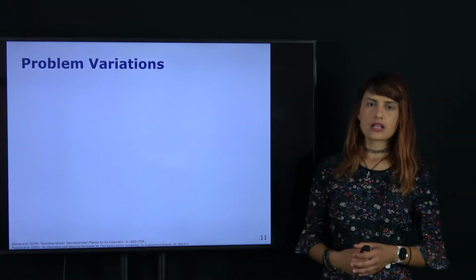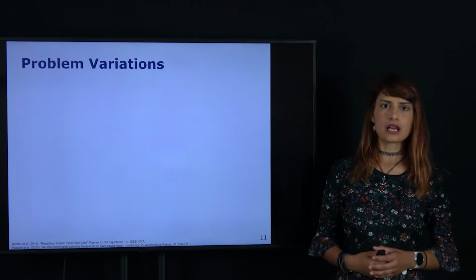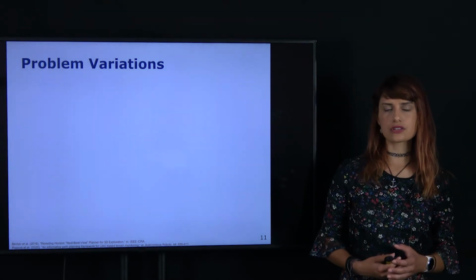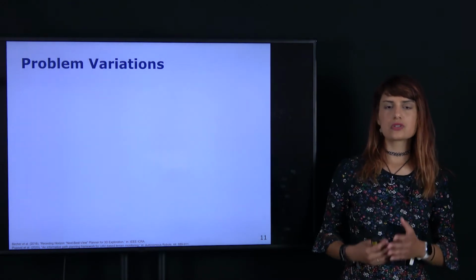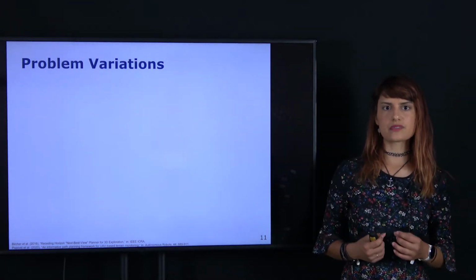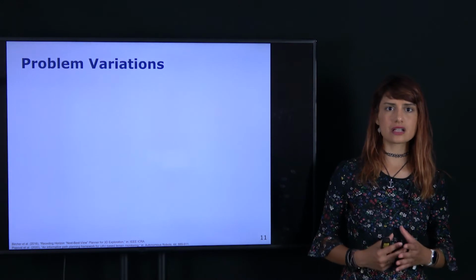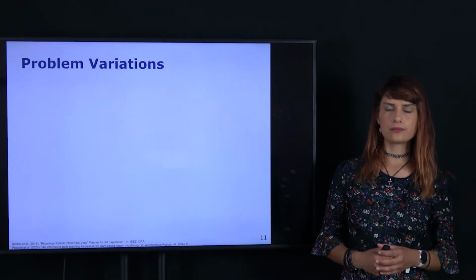There are many variations of the robot information gathering problems that are found in literature. They're often very related, but on the next two slides, we just want to make clear the problems that we address in the context of this lecture and how they are different.